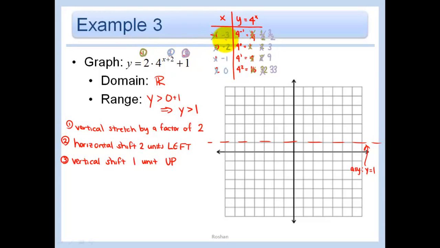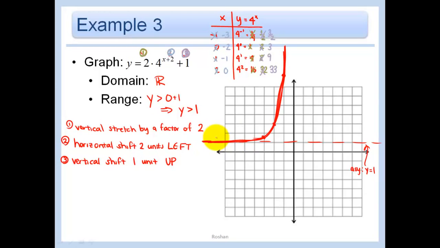Now let me just plot these new points. -3, 3/2. -2, 3. And -1, 9 is the last thing that I'm going to be able to fit here. So let me just draw that in. Again, be careful that you do not cross your horizontal asymptote, which was at y equals -1.